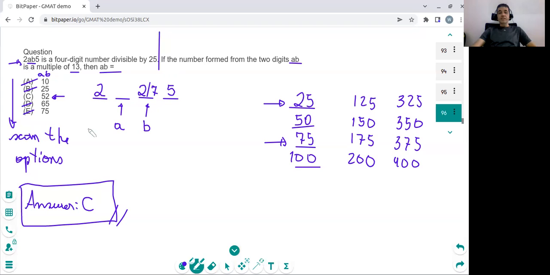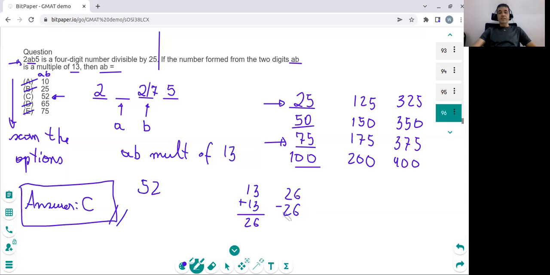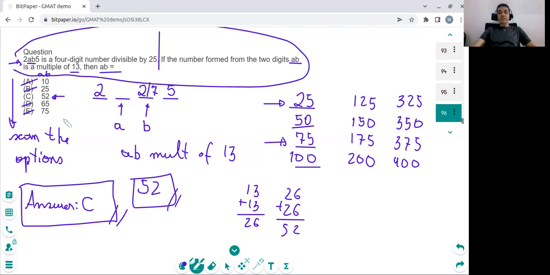But let's just double check this, because they say that AB must be a multiple of 13. Well, if this is the answer, 52, is 52 a multiple of 13? Let's investigate. 13 plus 13 is 26. And 26 plus 26 is 52. So yes, 52 is a valid solution that really solves the problem.